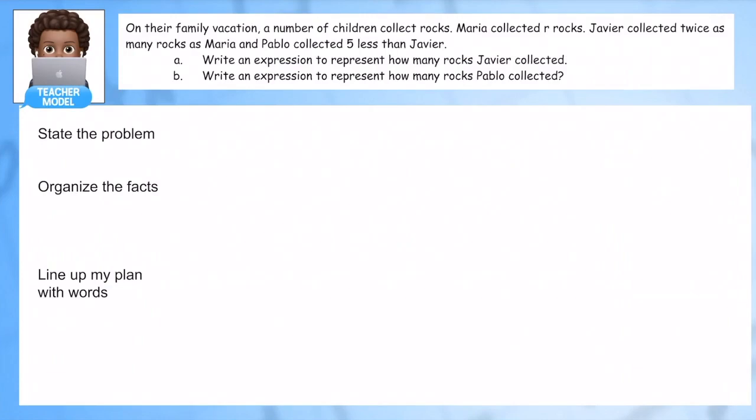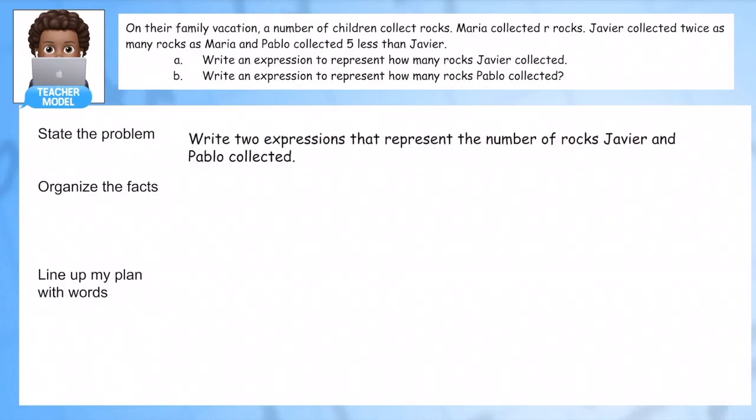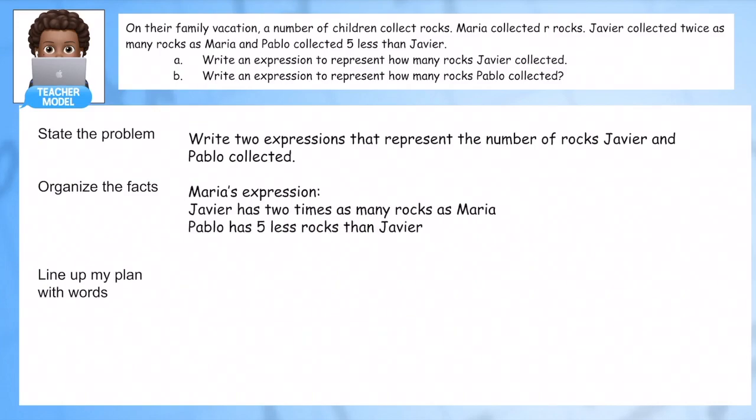Let's jump into problem 2, and I'm going to use solve for this one. On their family vacation, a number of children collect rocks. Maria collects R rocks, Javier twice as many rocks as Maria, and Pablo collects 5 less than Javier. Write an expression to represent the rocks Javier collected. Write an expression to represent the rocks Pablo collected. So pretty much we just need to write 2 expressions to represent what Javier and Pablo collected. And here are our facts. We have Maria's expression, which is just R. We know Javier had twice as many as Maria, and we know Pablo had 5 less rocks than Javier.